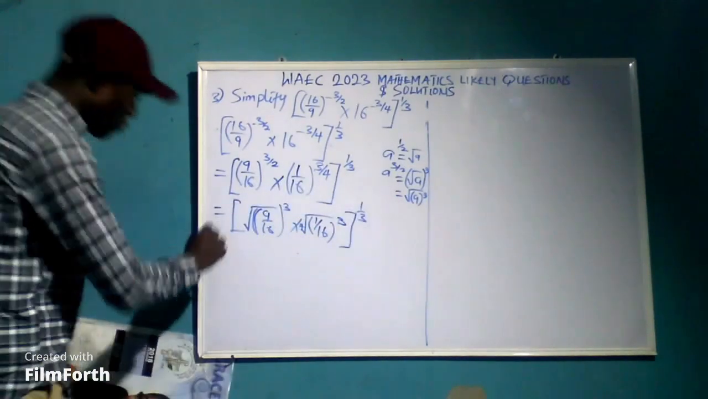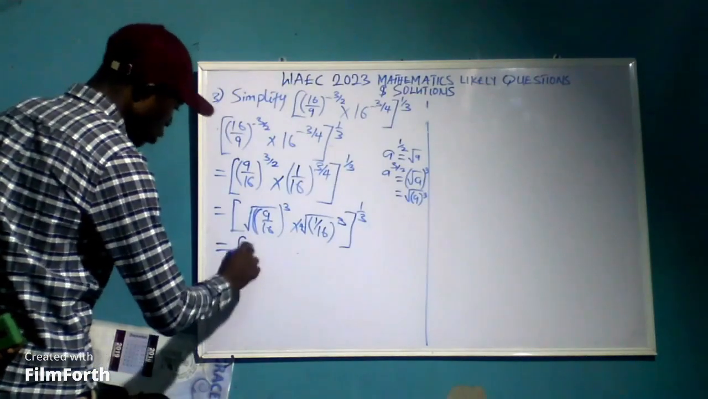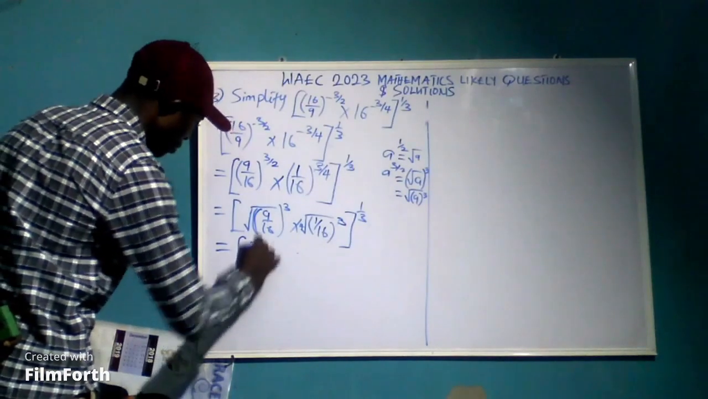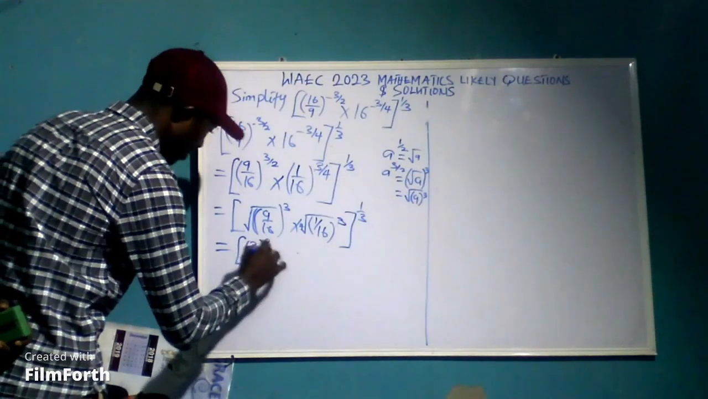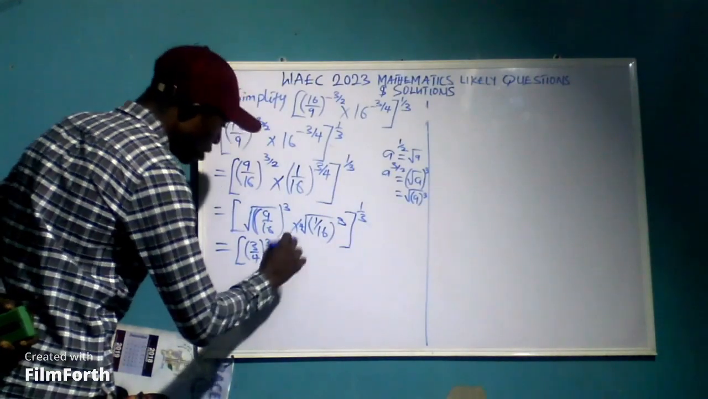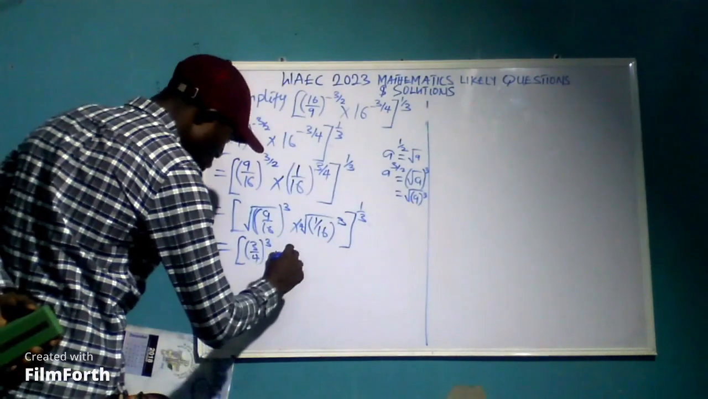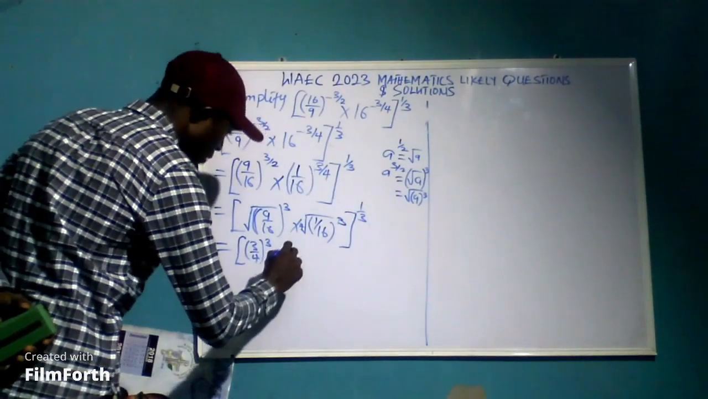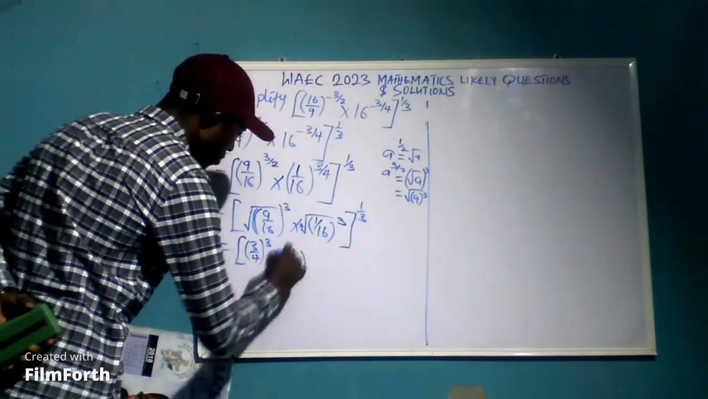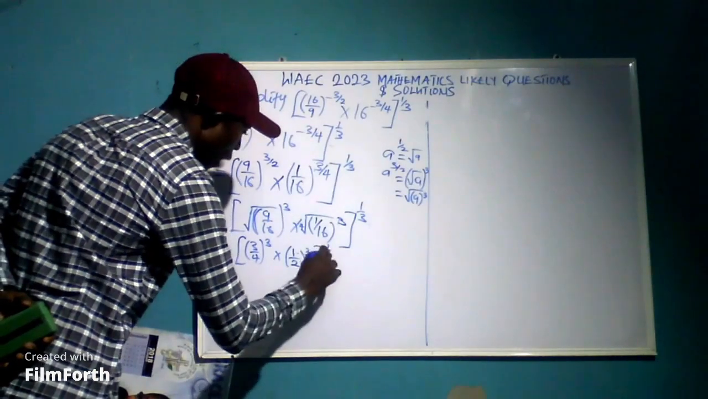And going further, the square root of 9 will give us 3, and the square root of 16 will give us 4. So everything in brackets raised to power 3 times the fourth root of 1. That is 1 raised to power 1 over 4. That will give us 1, and 1 raised to any power will give us 1. And the fourth root of 16 will give us 2, everything raised to power 3. Then we have everything in brackets raised to power 1 over 3.